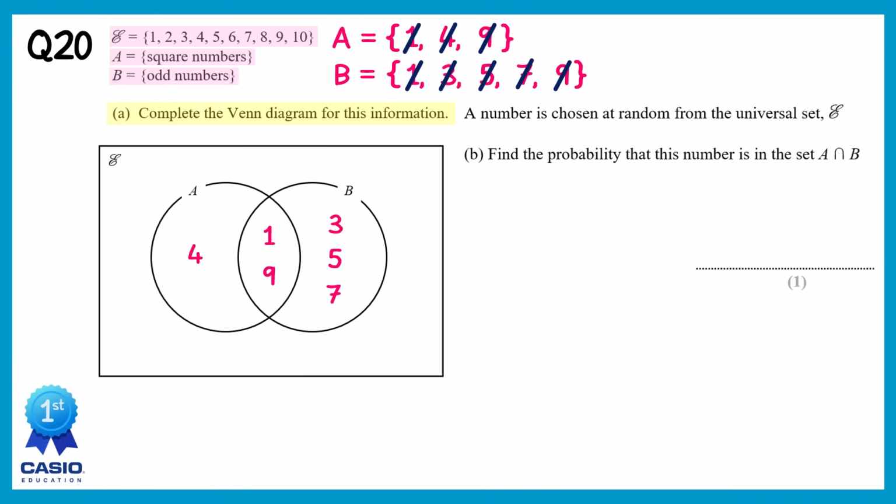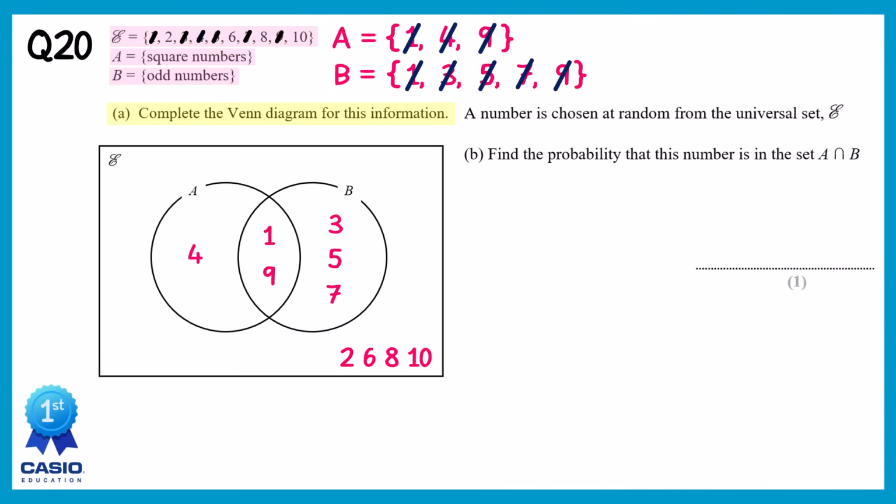Now that's not all of the numbers from the universal set. Let's cross out the numbers we've already put into the Venn diagram, so 1, 3, 4, 5, 7, and 9. This leaves us with 2, 6, 8, and 10, which still need to go into the Venn diagram but not inside sets A or B, so we place them here.